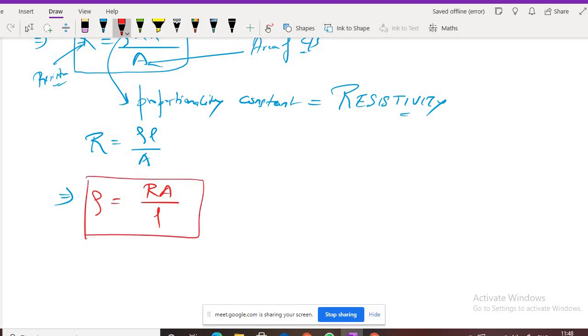Rho is equal to RA by L. Sir, what is this rho? Again and again I am saying this is the resistivity. Sir, we have now understood the formula of resistivity. The formula of resistivity is RA by L.